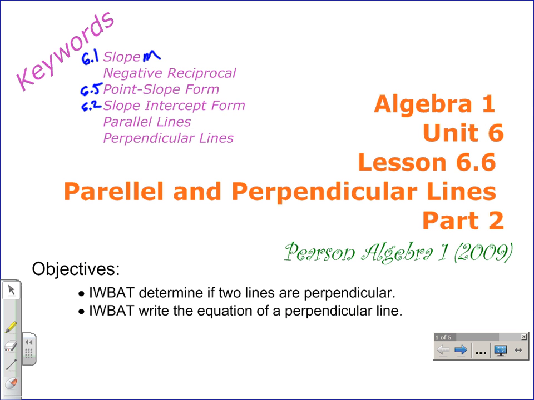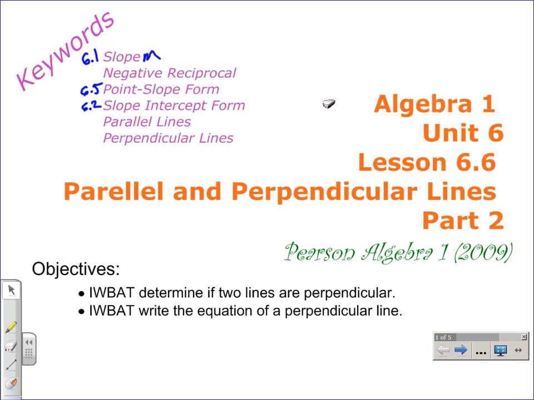Algebra 1, Unit 6, Lesson 6.6, Parallel and Perpendicular Lines, Part 2, Pearson, Algebra 1, copyright 2009. I'm Mr. Pilarski, and our objectives today are: I will be able to determine if two lines are perpendicular, and I will be able to write the equation of a perpendicular line.